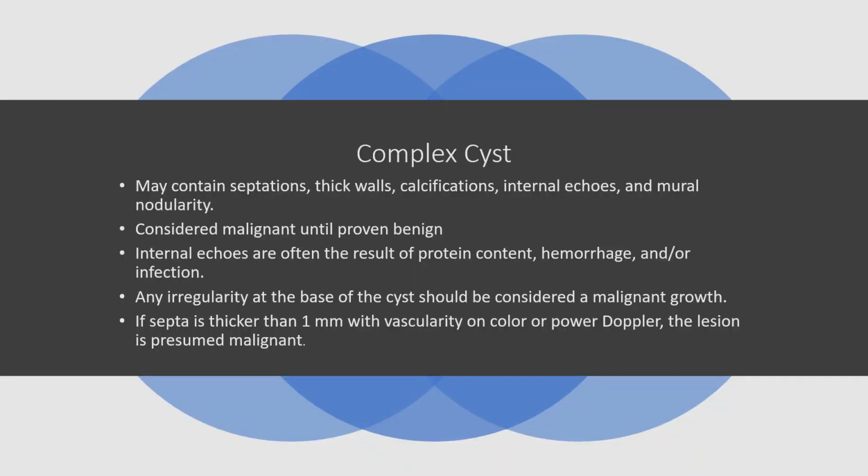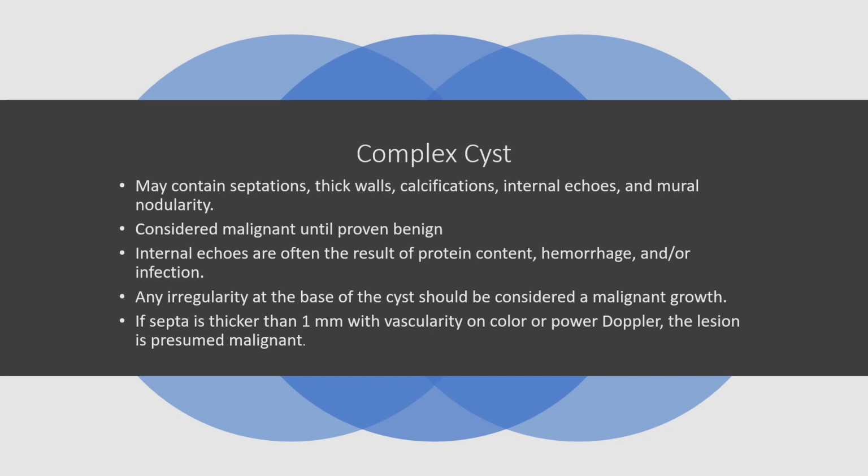Now, complex cysts are cysts that have internal echoes of some sort. These can be septations or internal debris. They might have thick walls. There could be calcifications, or you may see what we call mural nodularity, which is a solid component within the cyst. So if our cyst is round, and then we have this little solid component in there, that would be a mural nodularity.